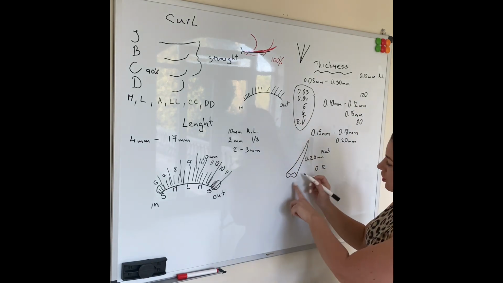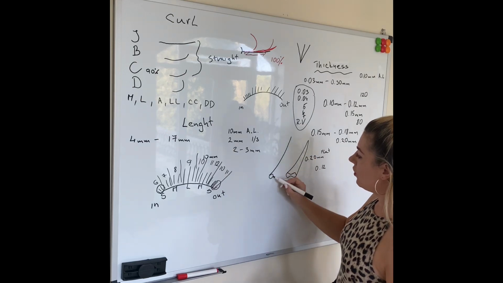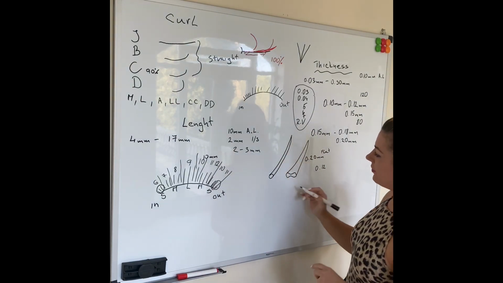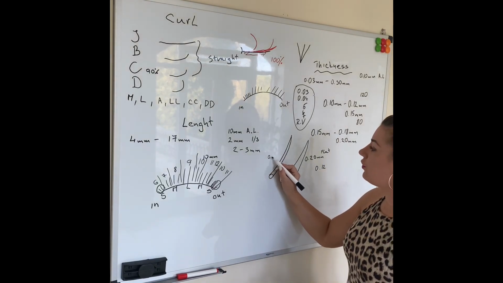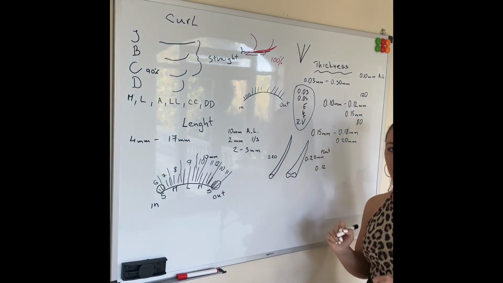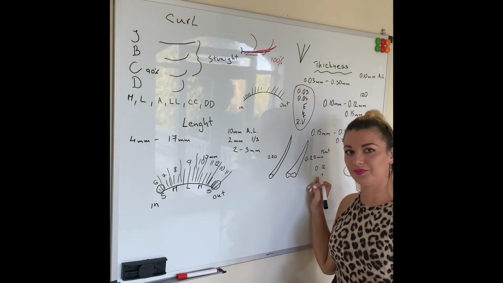But the normal eyelash under the microscope looks like that. So that 0.20 would feel like 0.20, but the flat one would feel much lighter.